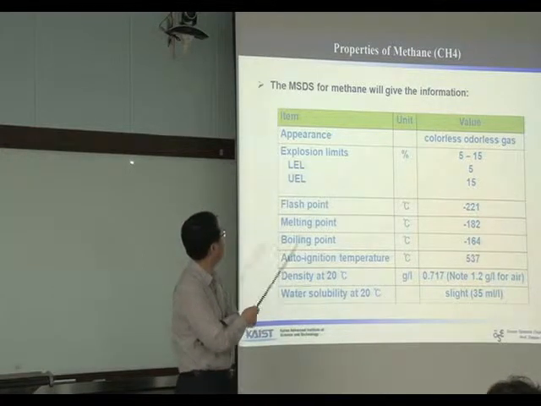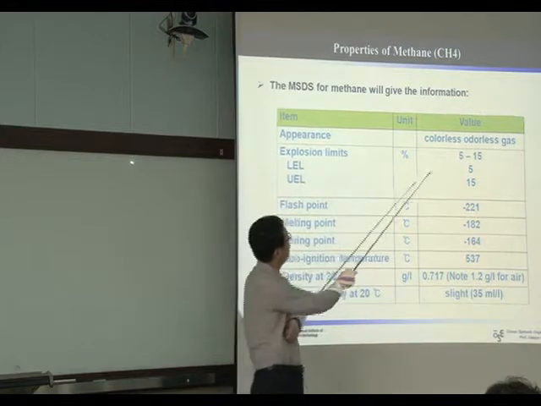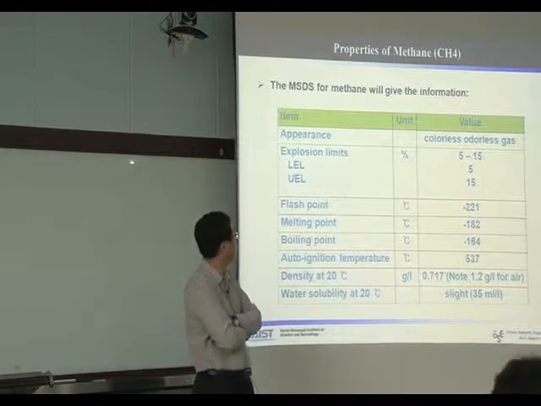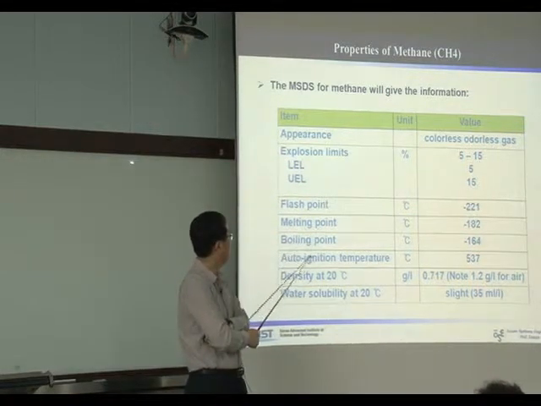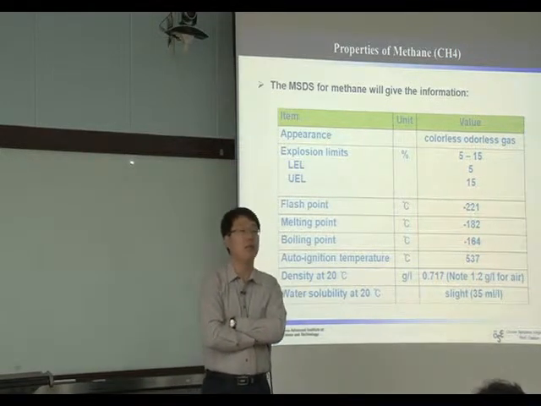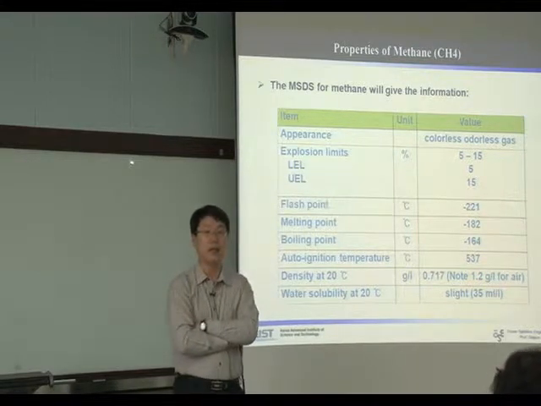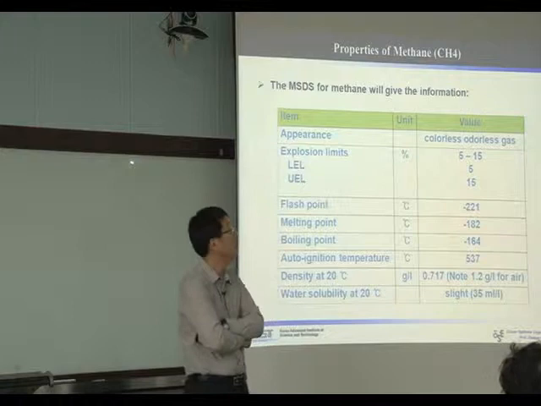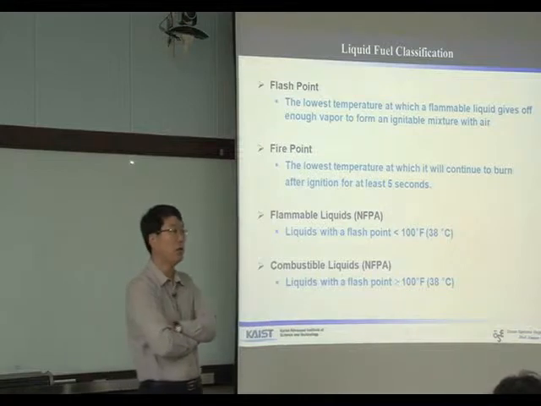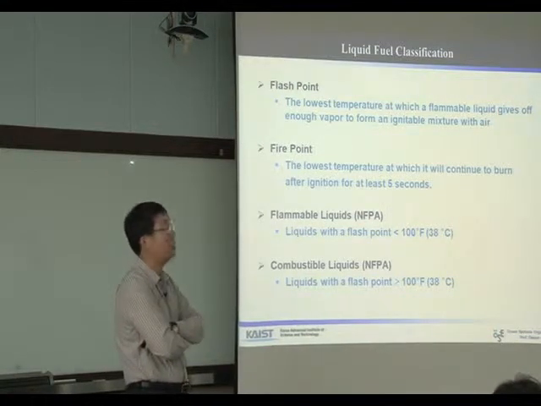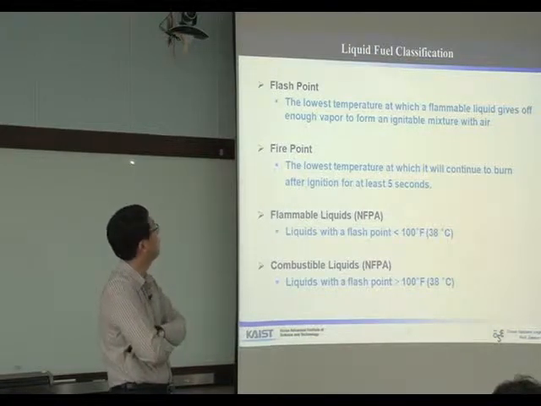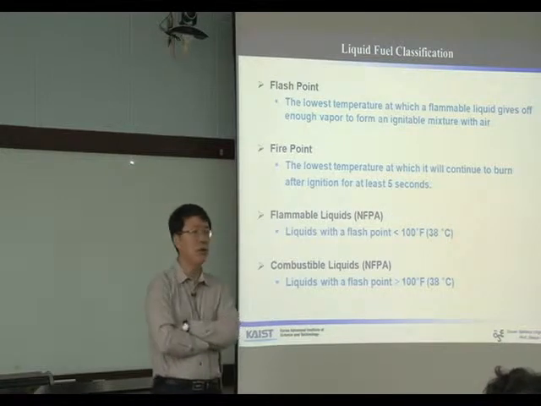Explosion limits, LEL and UEL, are 5% and 15%. Then flash point minus 121, melting point, boiling point, auto ignition temperature, density, water solubility. These are the typical properties that are given in MSDS. Let's check one by one. First, flash point. By definition, flash point is the lowest temperature at which a flammable liquid gives off enough vapor to form an ignitable mixture with air.